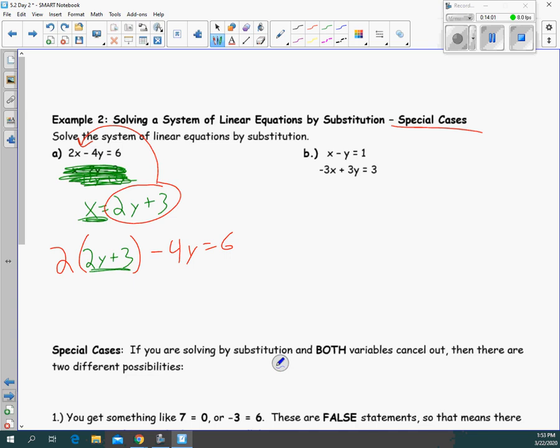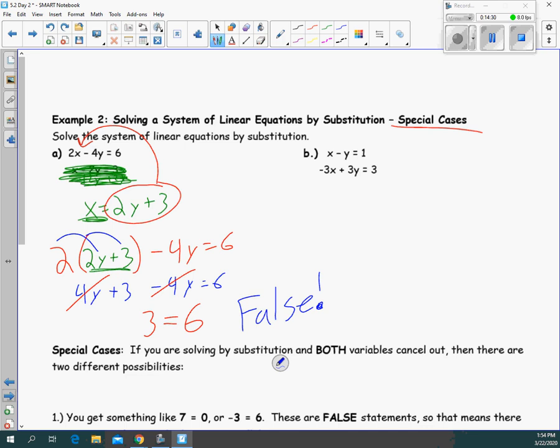Now when I distribute, I'm going to find some interesting stuff. I'm going to get 4y plus 6 minus 4y equals 6. And when you combine like terms, guess what? Those cross out and you're going to be left with 3 equals 6. And you ask yourself, is that a true or a false statement? This one is, of course, false.